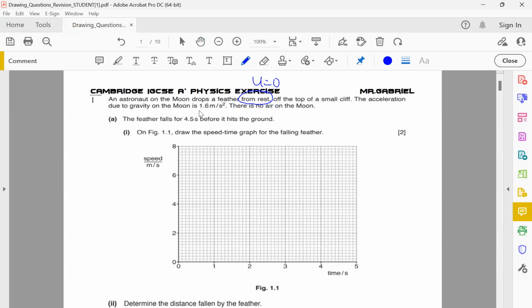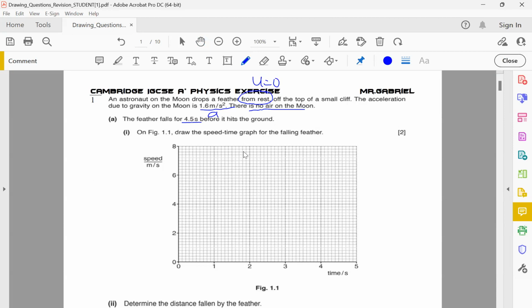A lot of students are always very sensitive to these numbers here, and they don't see the word rest. And the acceleration due to the moon's gravity is given, which is either gravity or acceleration. All right, there is no air on the moon. The feather falls for 4.5 seconds before it hits the ground. State on figure 1.1, draw the speed-time graph of the falling feather.